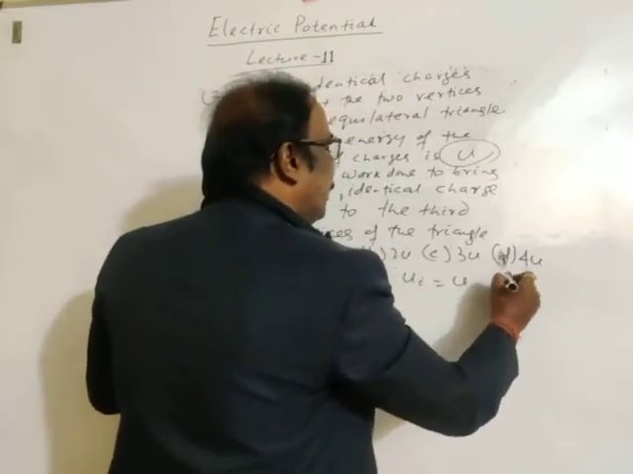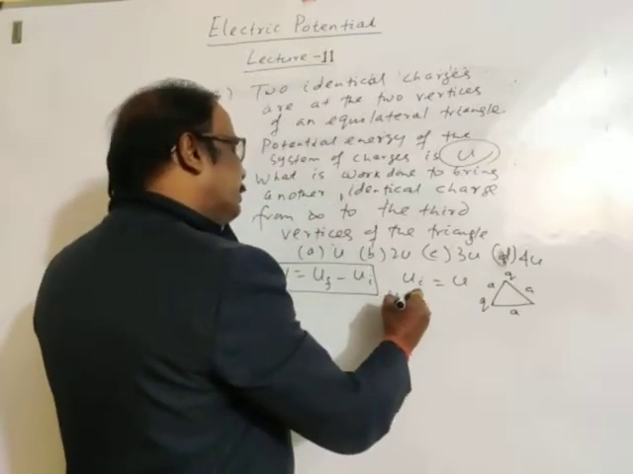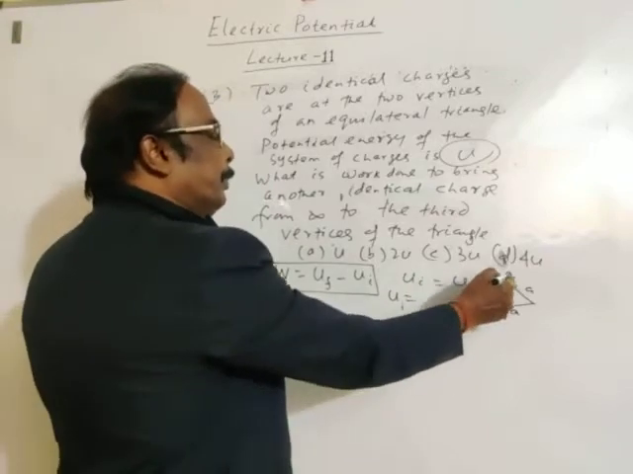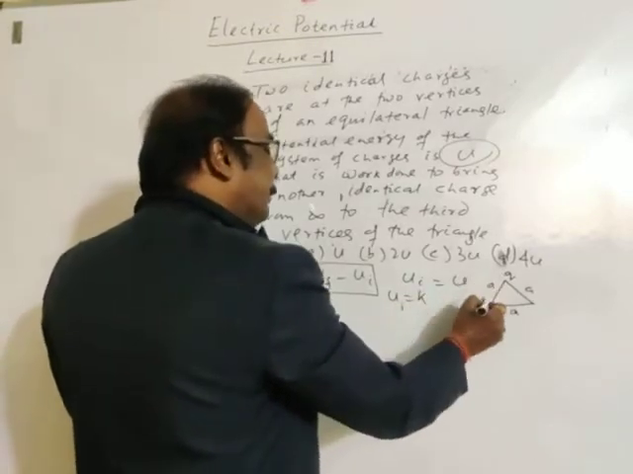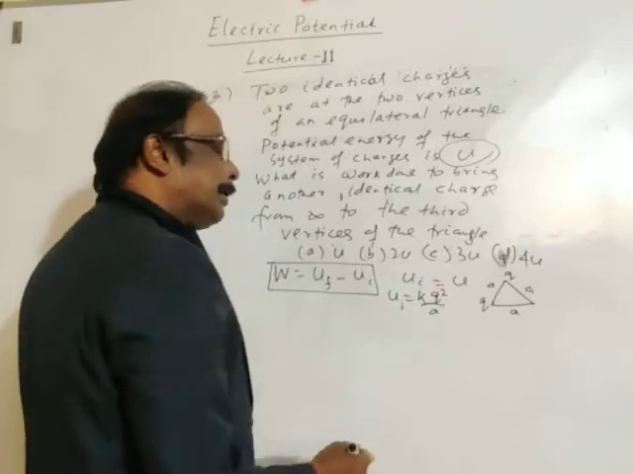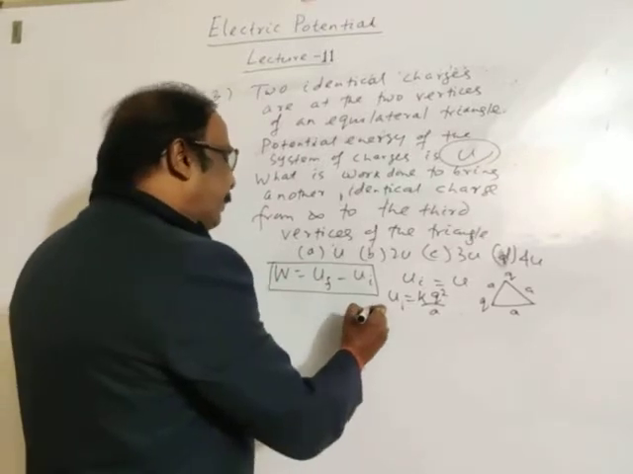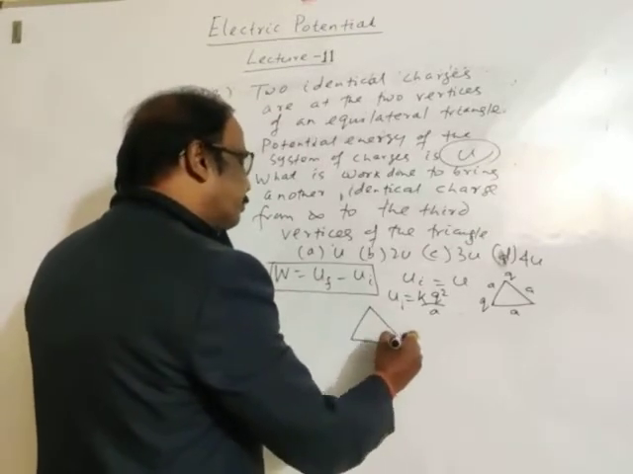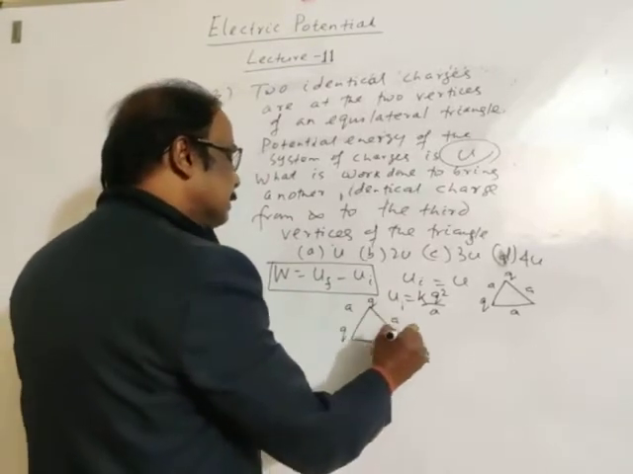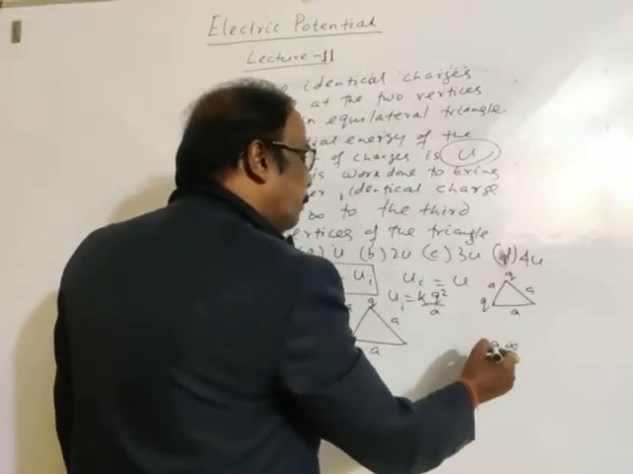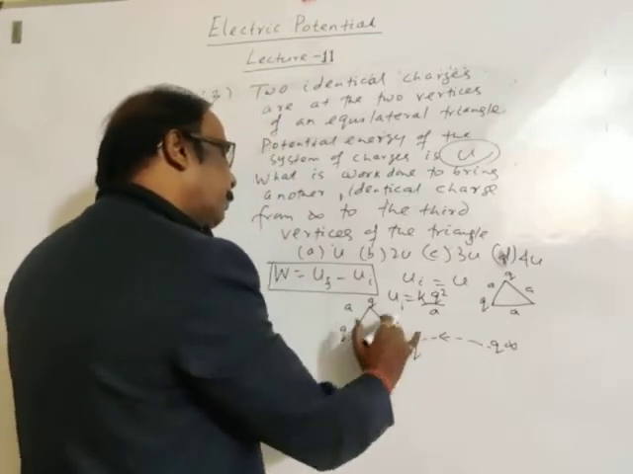Let this be the equilateral triangle, this is charge Q, this is charge Q, and let the sides be A. Then the initial potential energy is U, the potential energy of the system of two charges, which is kQ squared divided by the distance, kQ1Q2 by R. Here the distance is A. Another identical charge Q is brought from infinity to this third vertex.